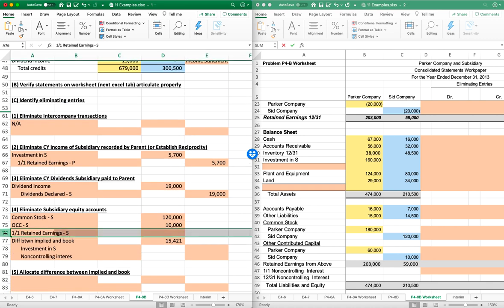Unfortunately, retained earnings is definitely going to change over time because our subsidiary is unlikely to break even every single year and never pay dividends. So we need to eliminate retained earnings as of the beginning of the current year.